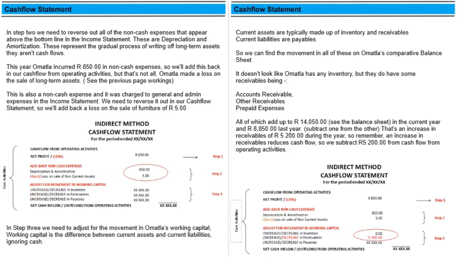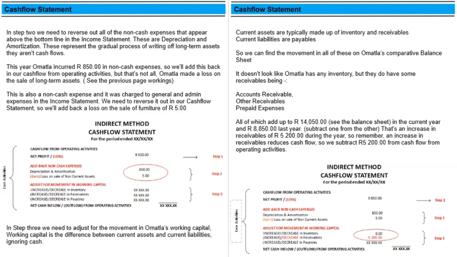So, going back to our rocket science project, we can find the movement in all of these on Omatla's comparative balance sheet. It doesn't look like Omatla has any inventory, but they do have receivables: accounts receivable, other receivables and prepaid expenses. We will again do the calculations, all of which add up to 14,050 rands, see the balance sheet, in the current year and 8,850 rands last year. Subtract one from the other.